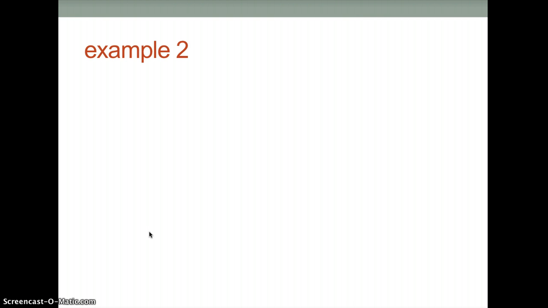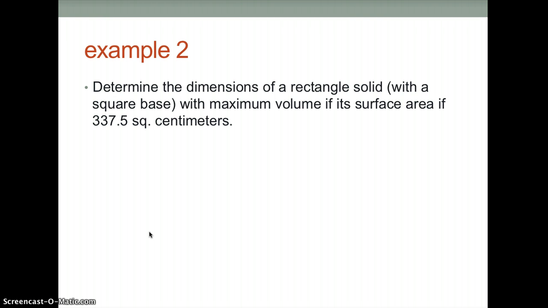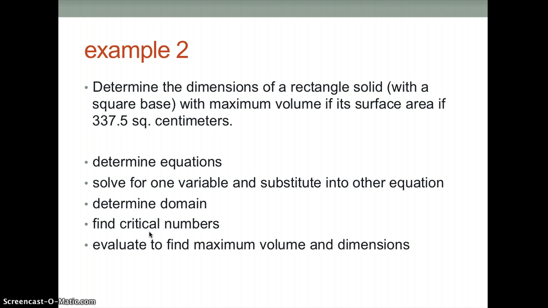So example 2, this one you're going to need to pause. This one I don't go through all the steps on. I will be putting my solution process up later today though. So determine the dimensions of a rectangular salad with a square base with a maximum value if its surface area is 337.5 square centimeters.